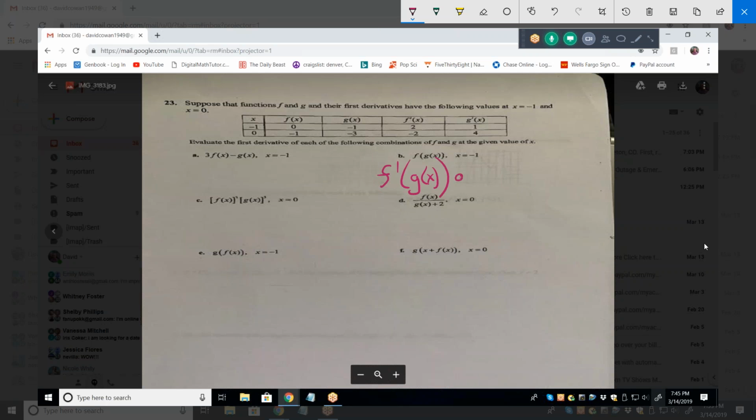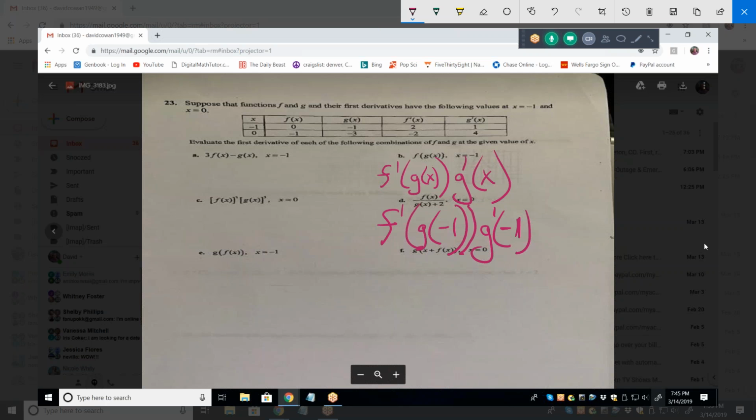Now substitute the number for everything. So f prime of... what goes in the parentheses? So f prime of g of -1 times g prime of -1. Okay. Let's start from the inside. Let's see, I need another parentheses there, don't I? Yeah. So start from the inside, work your way out.